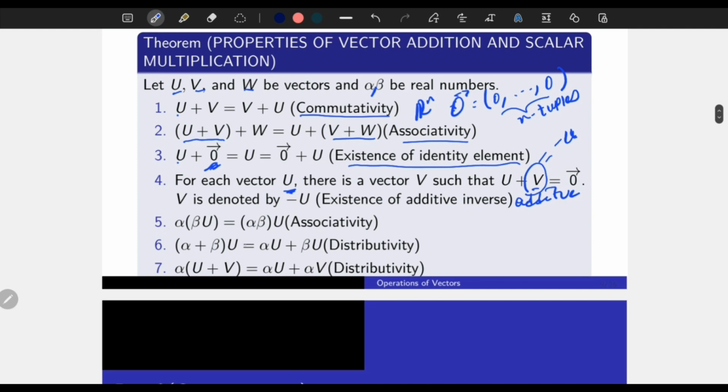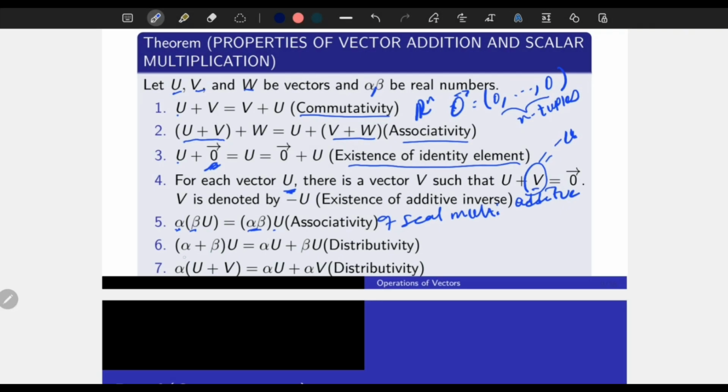The fifth one: if you have alpha and beta, which are scalars, then multiplying u by beta, and then multiplying by alpha, is the same as multiplying both of the real numbers and then multiplying u. We call this property associativity of scalar multiplication.